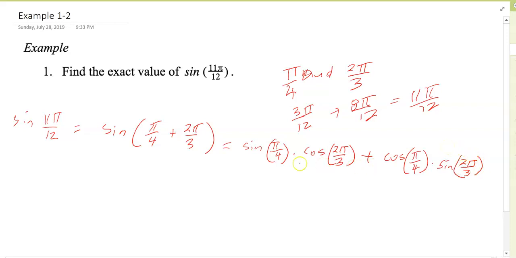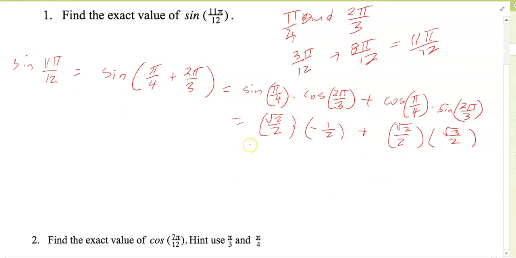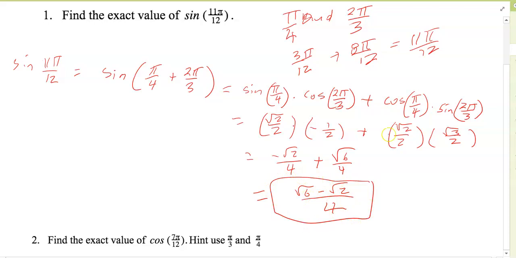Okay. Now let's plug in what we know. The sine of pi over 4 is radical 2 over 2. The cosine of 2 pi over 3 was negative 1 half. Then that's going to be plus cosine of pi over 4, which is radical 2 over 2. I'm going to use parentheses here. And then the sine of 2 pi over 3 is radical 3 over 2. Let's continue working this down. This side would be equal to negative radical 2 over 4 plus radical 6 over 4. And we write that final as radical 6 minus radical 2 over 4. And that is our answer. And we're done.